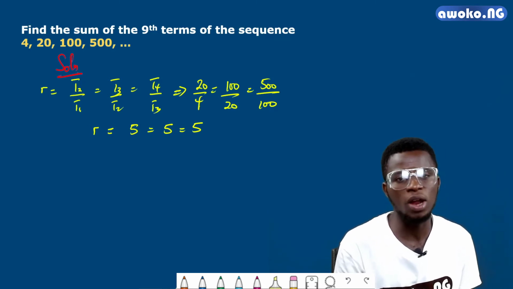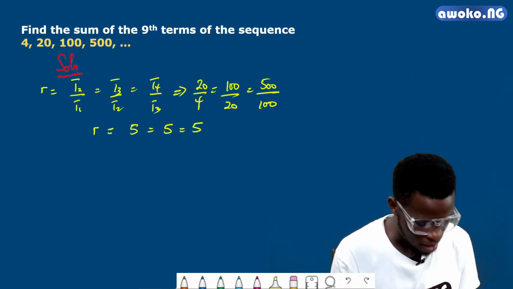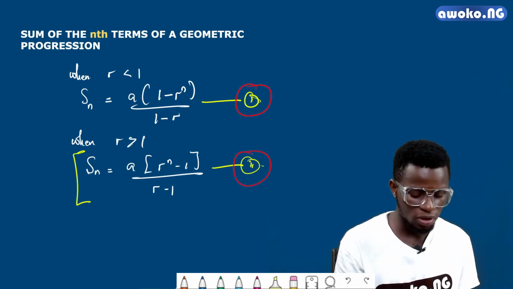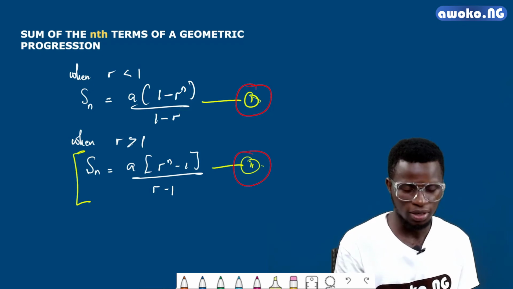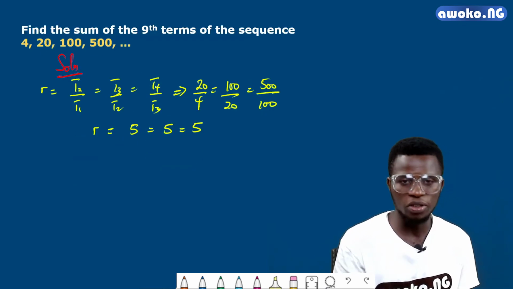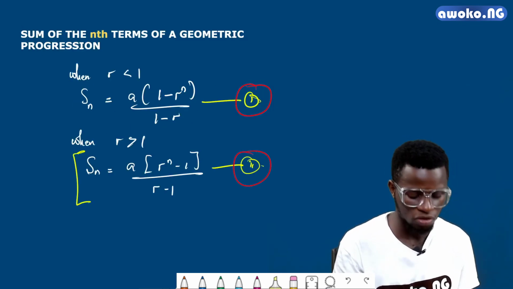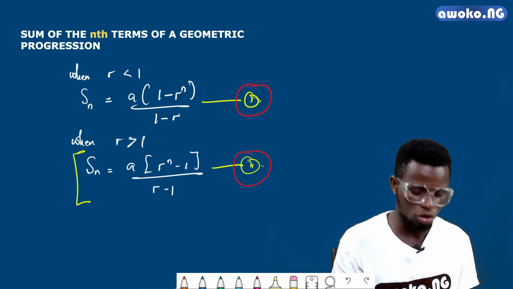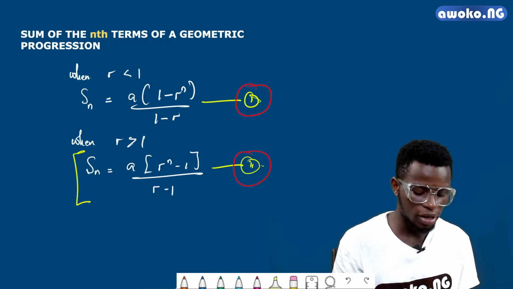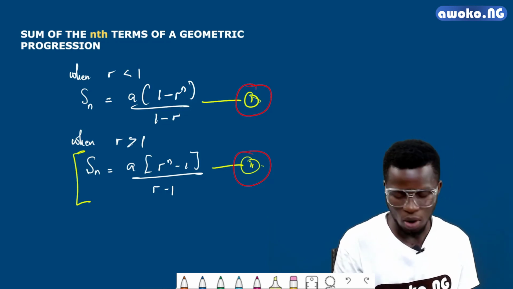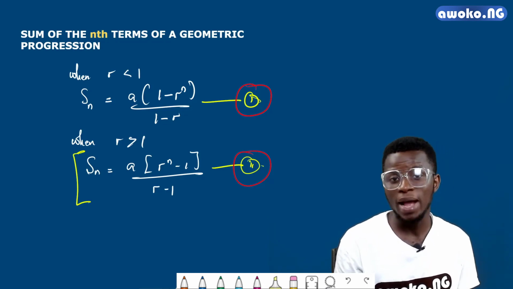then we can ask ourselves this question: which formula are we going to use? And remember, I said that we can either use the first one or the second one based on what the value of r is. But in this case, is 5 greater than 1? Of course, 5 is greater than 1. Therefore, the formula I'm going to use is the second one, which is Sn equals a into bracket r raised to power n minus 1 all over r minus 1.